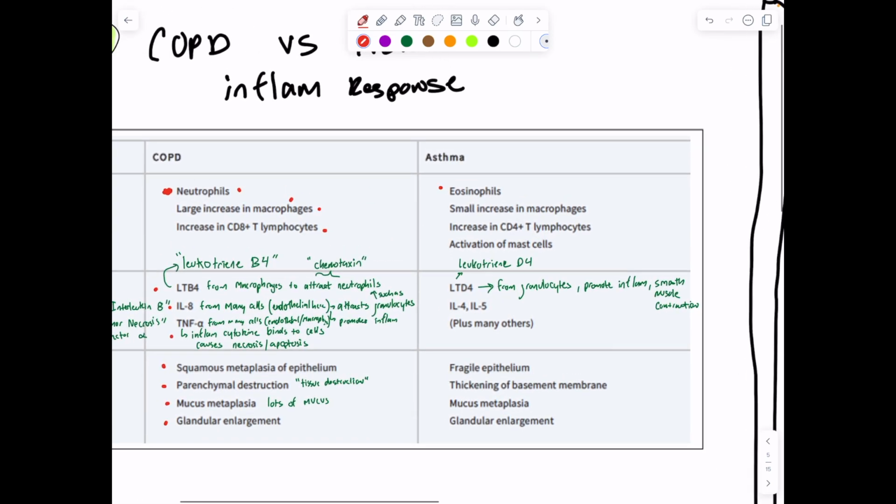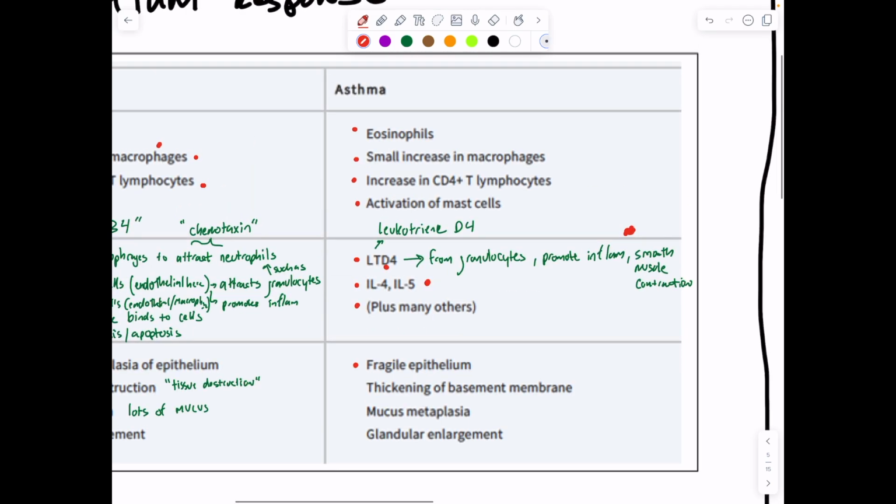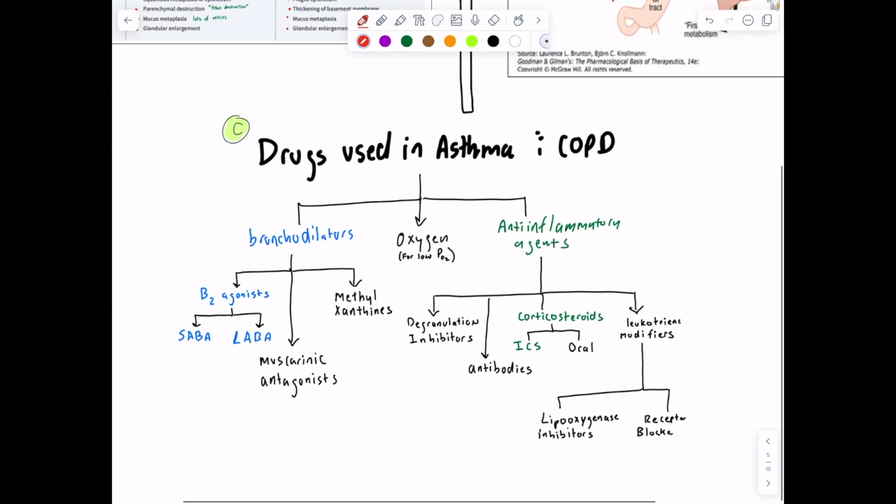In comparison, in asthma, we have a lot of eosinophils, a small increase in macrophages, an increase in T lymphocytes, and activation of our mast cells. So a lot of inflammation and bronchoconstriction. We also have leukotriene, which in this case is leukotriene D4. B4 is our chemotaxin. And then we'll learn about C4 and E4, which are going to just promote inflammation. And then our interleukin 4 and interleukin 5, and there are many others. These guys are going to do a lot of attraction or recruitment of different cells to promote inflammation. All right, and then we also have fragile epithelium, thickening of the basement membrane in asthma, mucus metaplasia, aka more mucus, and glandular enlargement.